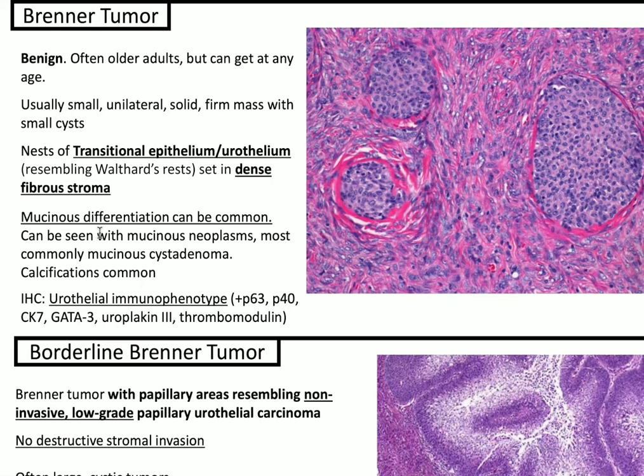That's important to know. Mucinous differentiation can be common, and it can be seen with mucinous neoplasms, most commonly mucinous cystadenoma, as mentioned before, and calcifications can be common. It looks like urothelium, and it stains like urothelium too, where it'll be positive for P63, P40, CK7, GATA3, uroplakin 3, thrombomodulin.